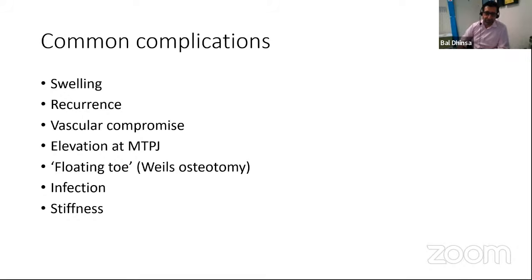With the Weil's type procedures, you really need to be careful of elevation at the metatarsophalangeal joint, which can occur, and certainly patients can complain of a floating toe. So where you've shortened the metatarsal, the extensor tendon becomes slightly less tensioned, and the toe can feel like it's lacking control due to the detensioning of the tendon.